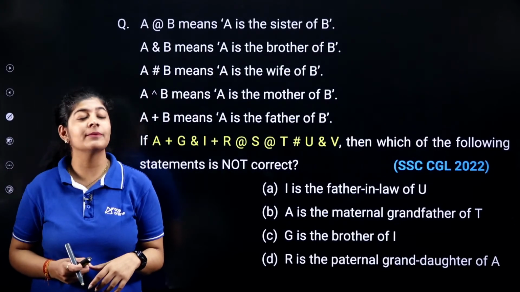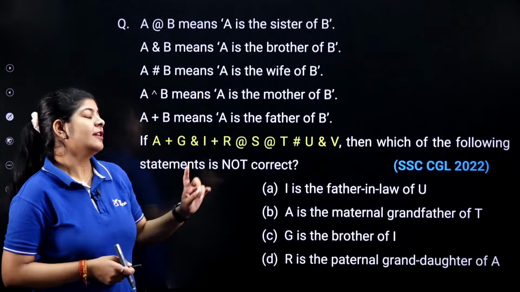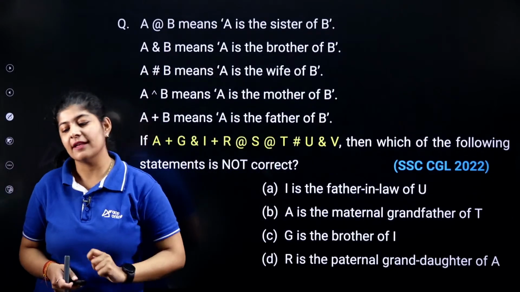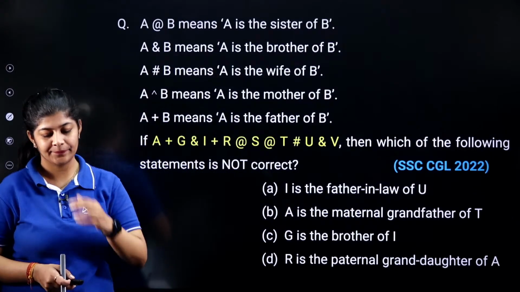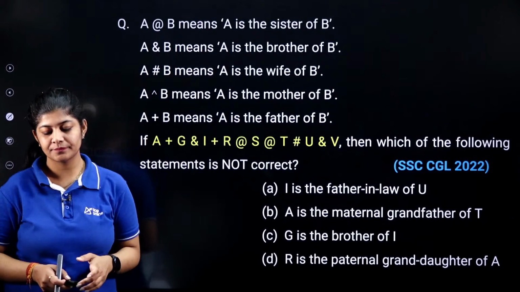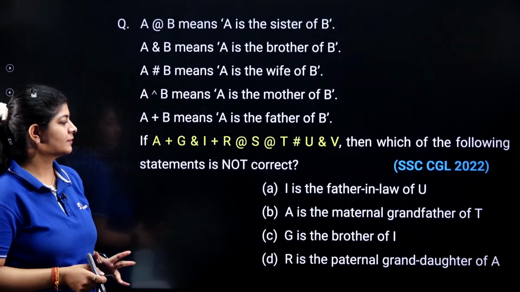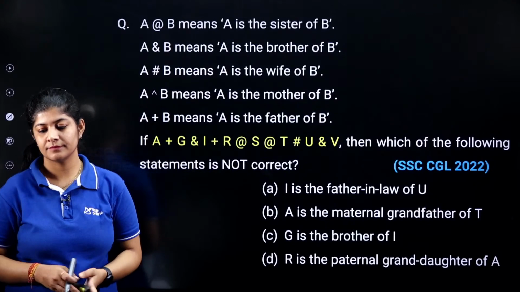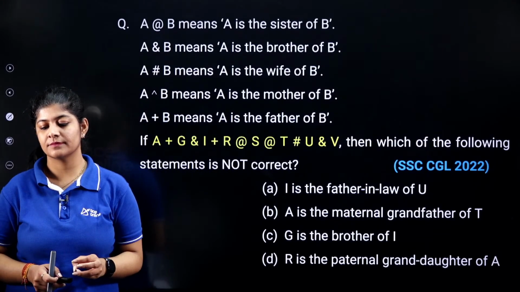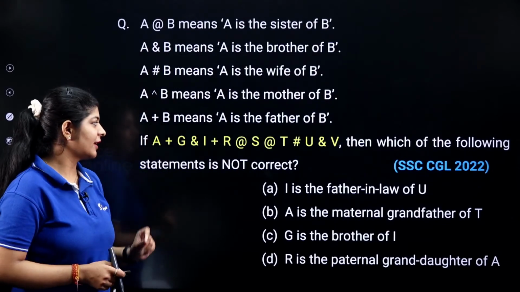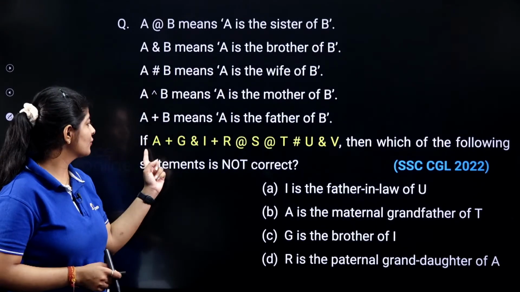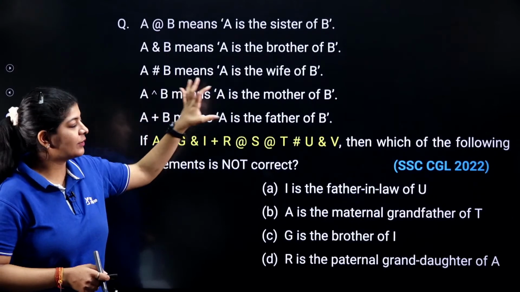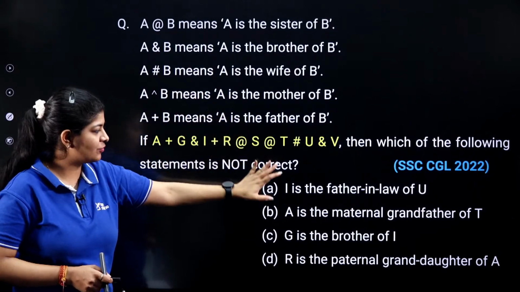Again, we have a question from the concept of blood relation. Now just read the question carefully and determine the correct answer. Very good, SK. You need to solve this given coded relation, and according to that your family chart or family tree, you need to check these options.